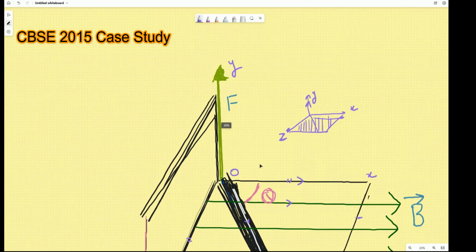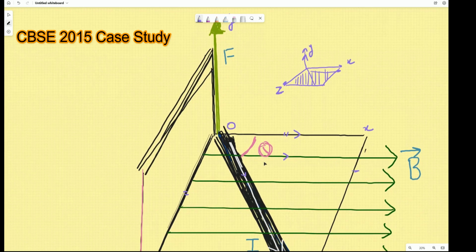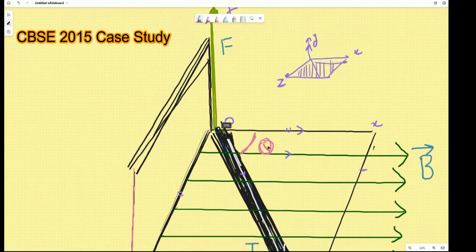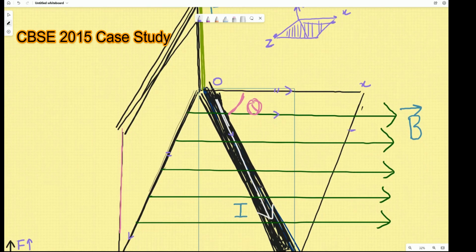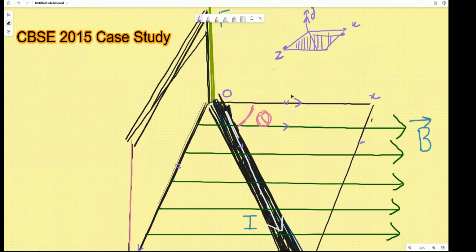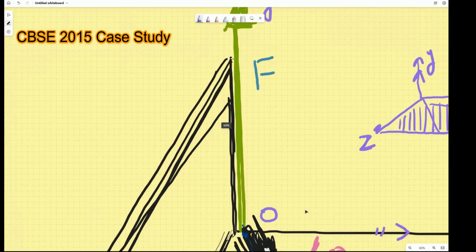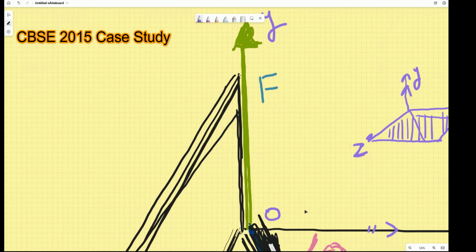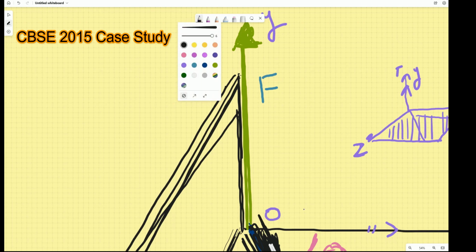So if you keep a magnetic field, right, and you keep a wire with current of some length, that wire will experience a force which is going upward, right? The force is going upward. Just see that, okay? So this is the direction of the force I am referring to. I hope this is clear, right?